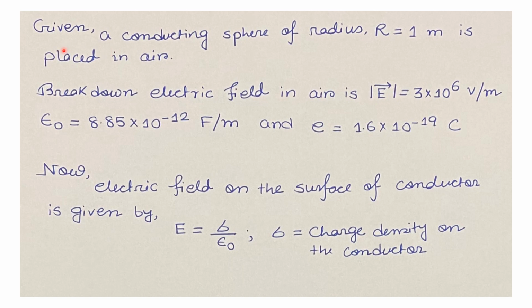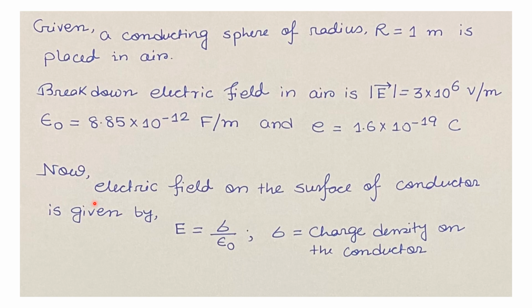It is given in the question that a conducting sphere of radius capital R equals 1 meter is placed in air. The breakdown electric field in air is mod of E vector equals 3 times 10 to the power 6 volt per meter. The permittivity in the vacuum epsilon naught is 8.85 times 10 to the power minus 12 farad per meter, and the electronic charge is 1.6 times 10 to the power minus 19 coulomb.